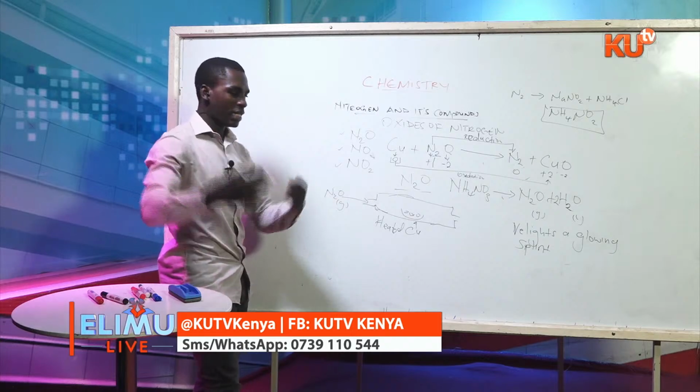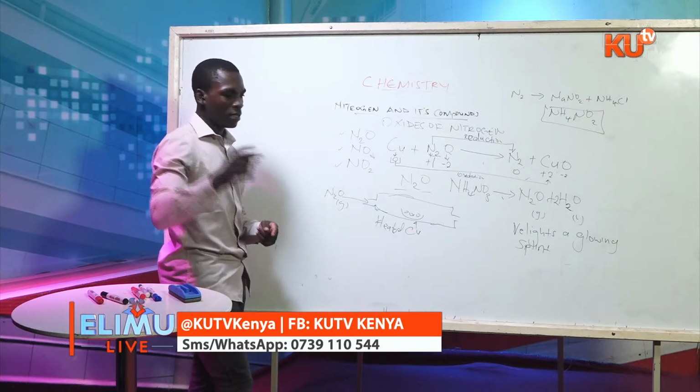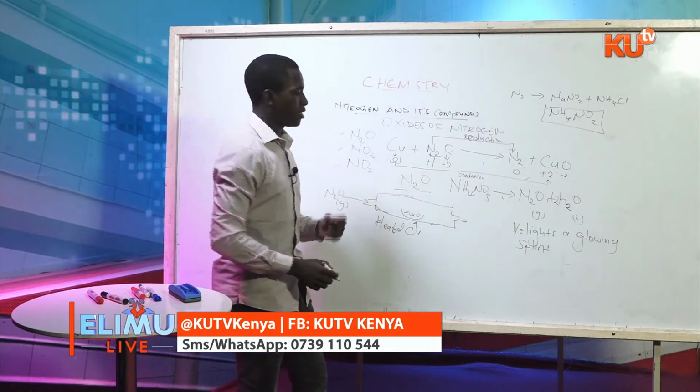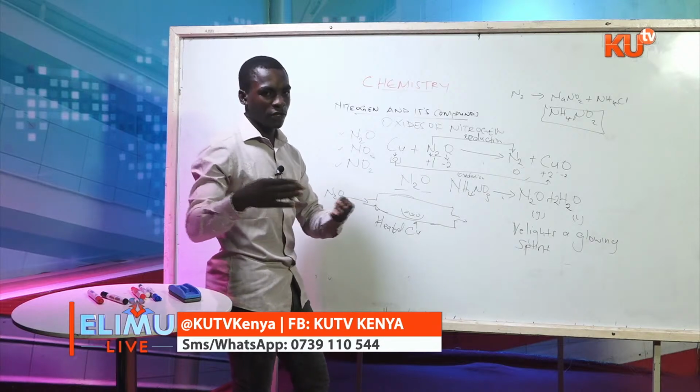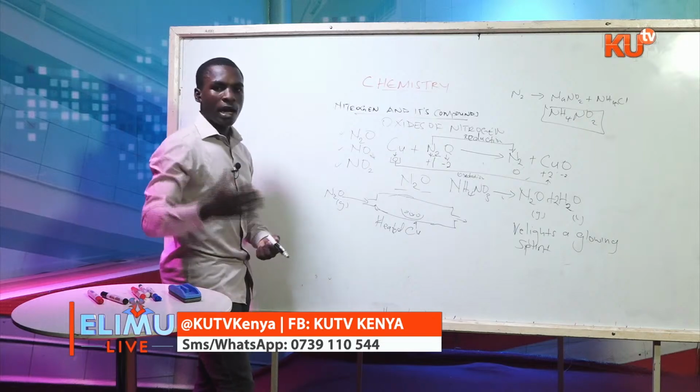Remember, nitrogen(I) oxide is an oxidizing agent. So it will oxidize copper into copper(II) oxide, and itself will be reduced into nitrogen, meaning that the gas being obtained here is nitrogen gas. So you should know how to collect nitrogen gas. It's collected by the over water method. That will earn you 1 mark.